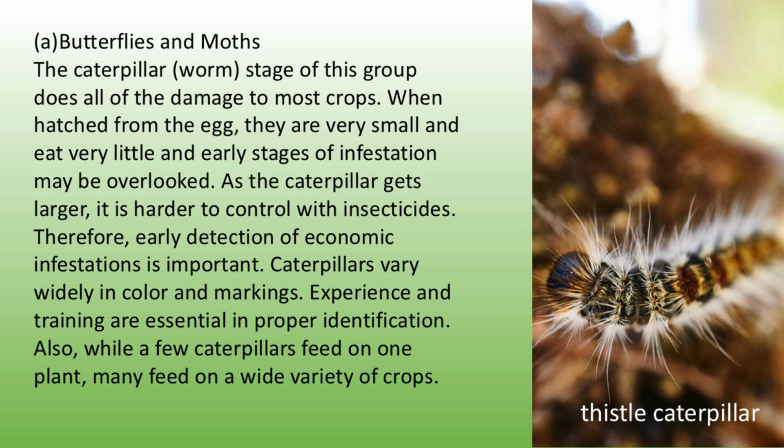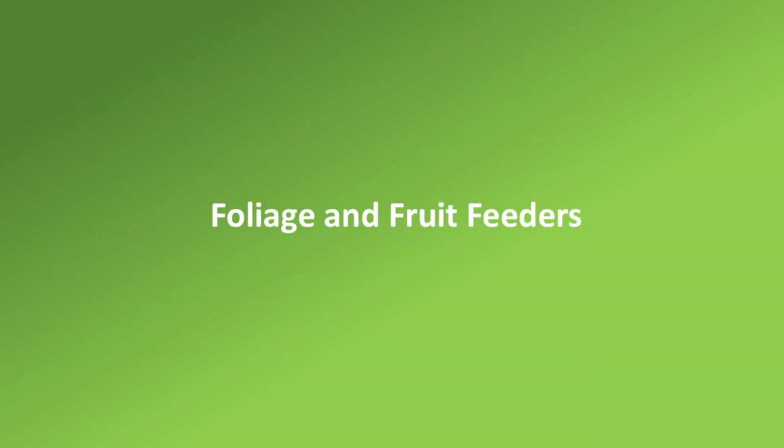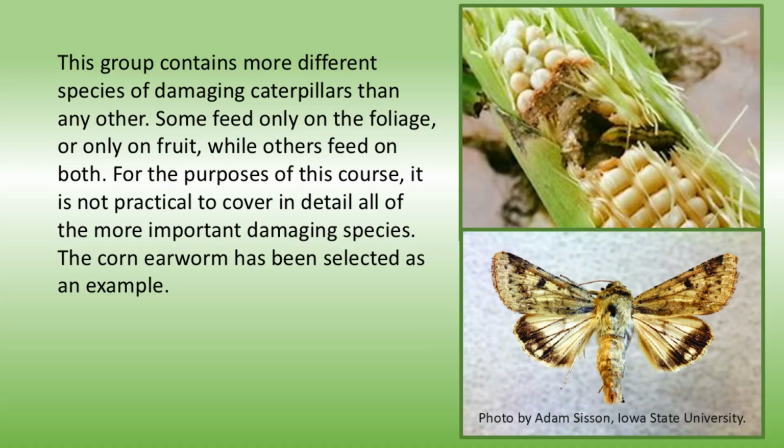Caterpillars vary widely in color and markings. Experience and training are essential in proper identification. Also, while a few caterpillars feed on one plant, many feed on a wide variety of crops. Foliage and fruit feeders. This group contains more different species of damaging caterpillars than any other. Some feed only on the foliage or only on fruit, while others feed on both.